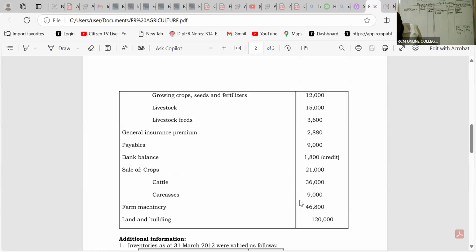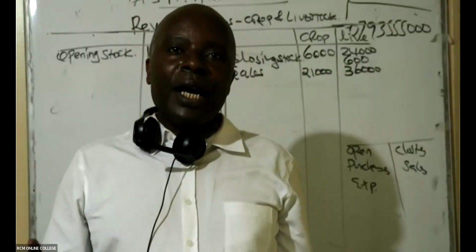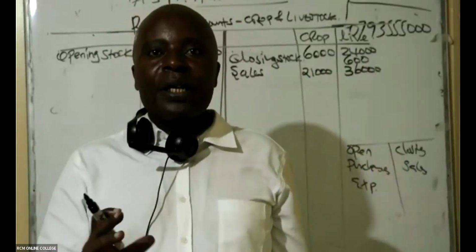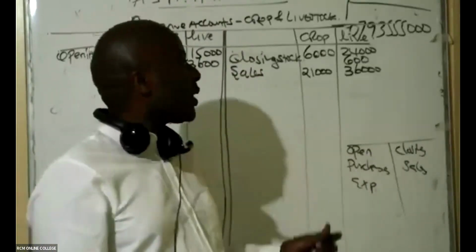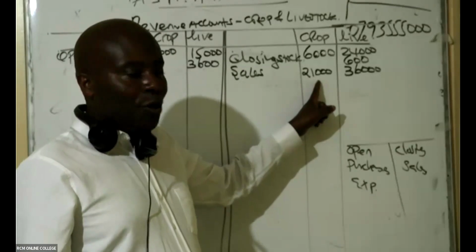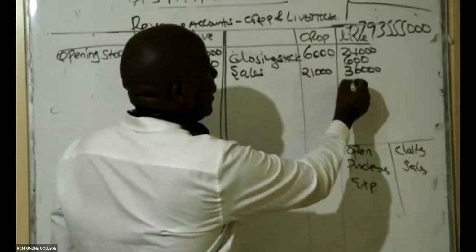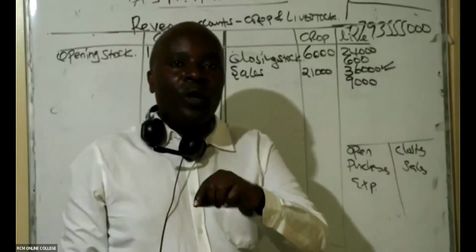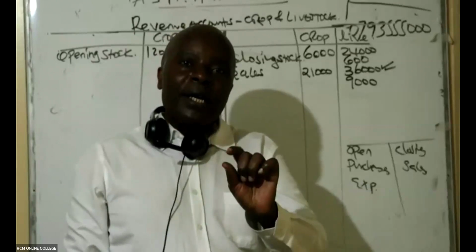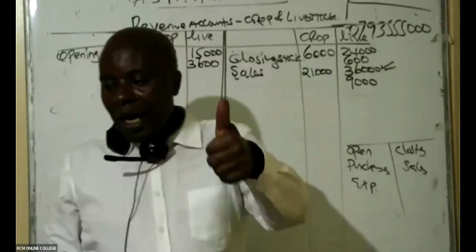Sales of carcasses, 9,000. A carcass, of course, is the animal that we eat. When we slaughter the cattle, their meat is called a carcass. A carcass can't be a crop. That's a dead animal, although it's sold. So in this case, sales of livestock. These 36,000 are the livestock, cattle sold alive, and those sold as meat are the carcasses. So up to here, ladies and gentlemen, are we together really?